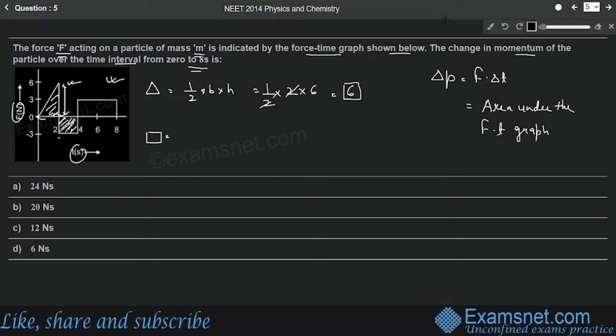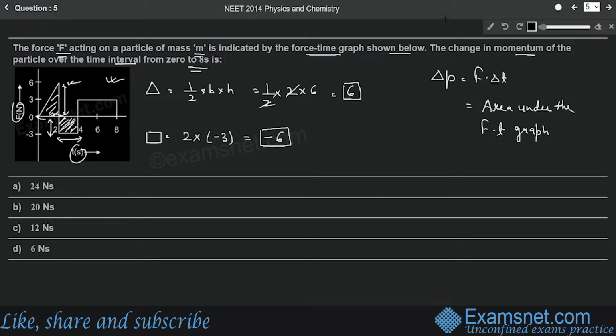So along the x-axis it is from 2 to 4, so the total length will be 2, and along the y-axis it is 0 to minus 3, so it will be minus 3. So the total area will be minus 6. Okay, this is the area of the smaller rectangle.